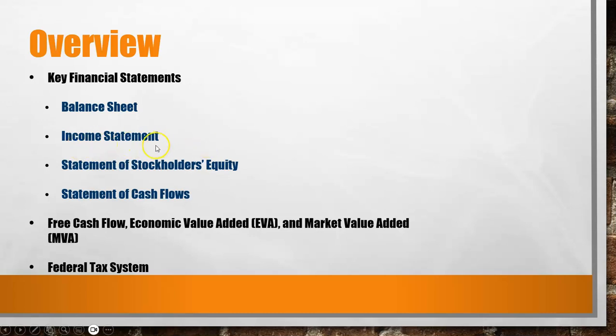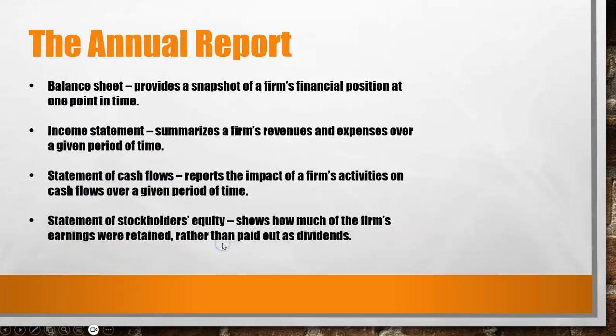Then we have the income statement. That's over a period of time for the year ended 2024, for a quarter, for a month. Statement of stockholders' equity. This is a change of time. Statement of cash flows. The change of cash over a period of time. We have free cash flow, economic value added or EVA, and market value added or MVA. And then we're briefly going to talk about the federal tax system.